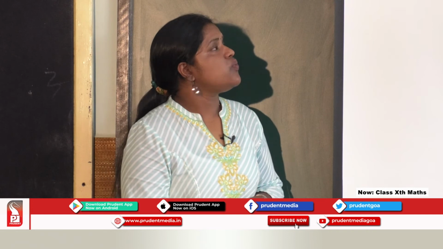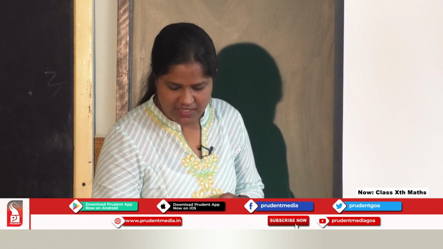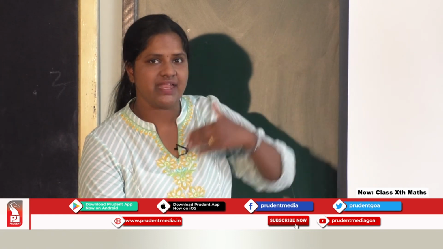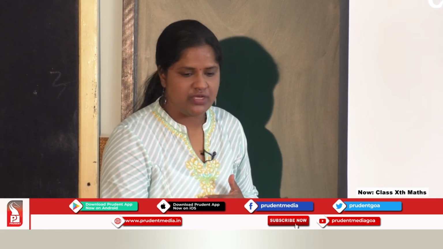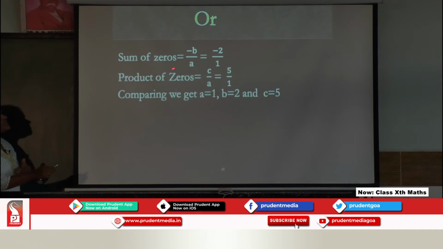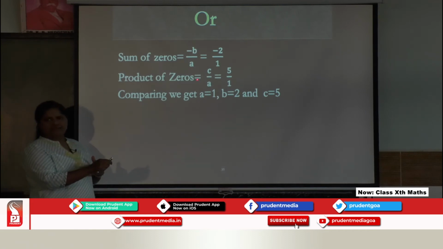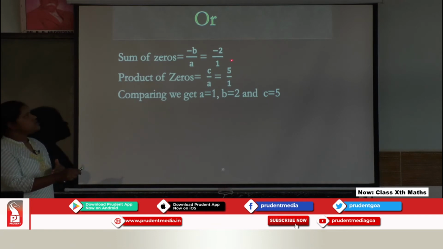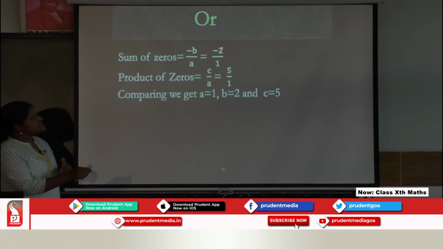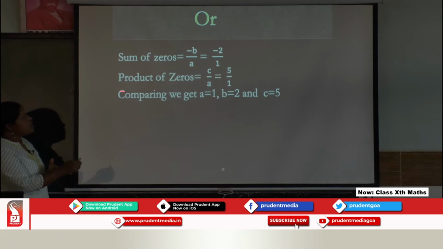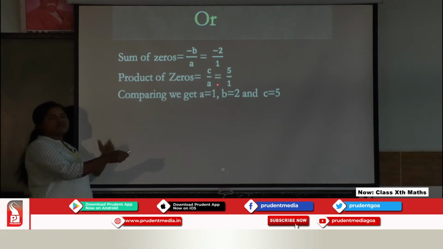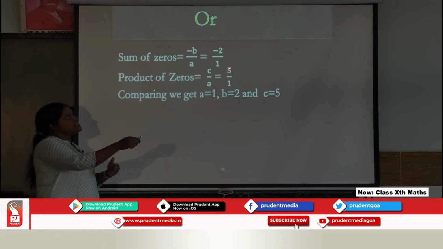Okay, there is one more method by which you can solve this, that is comparison. If you forget this formula, you can compare the coefficients and frame the equation. So, sum of zeros is always minus b upon a, and what was given in the question? Sum of zeros is negative 2. So, negative 2 can always be written as negative 2 upon 1. Also, product of zeros formula is c upon a, and it was given to us that product of zeros is 5, which can be written as 5 upon 1.